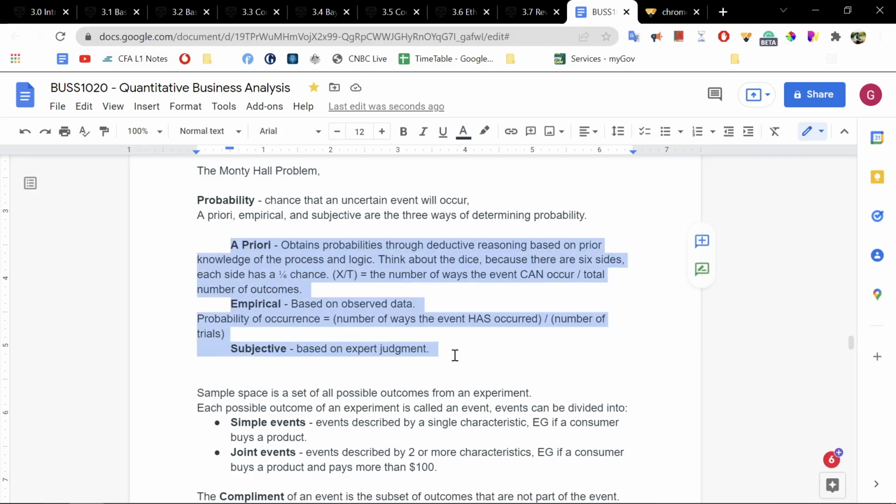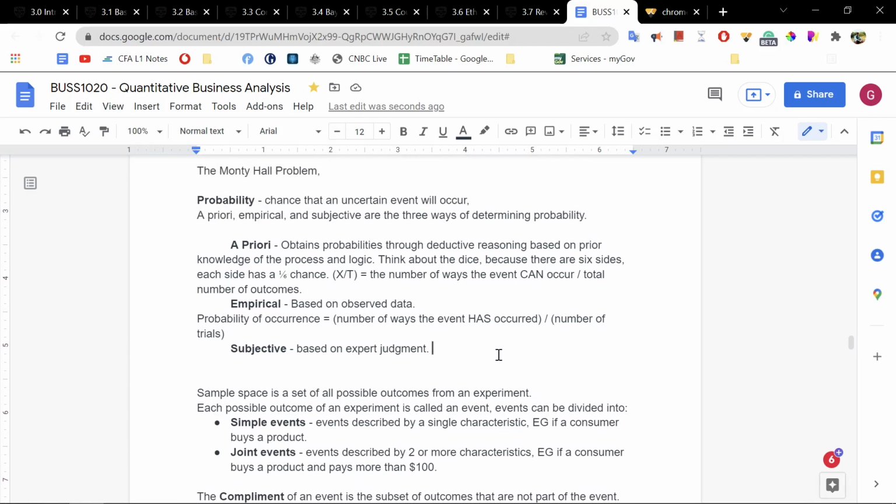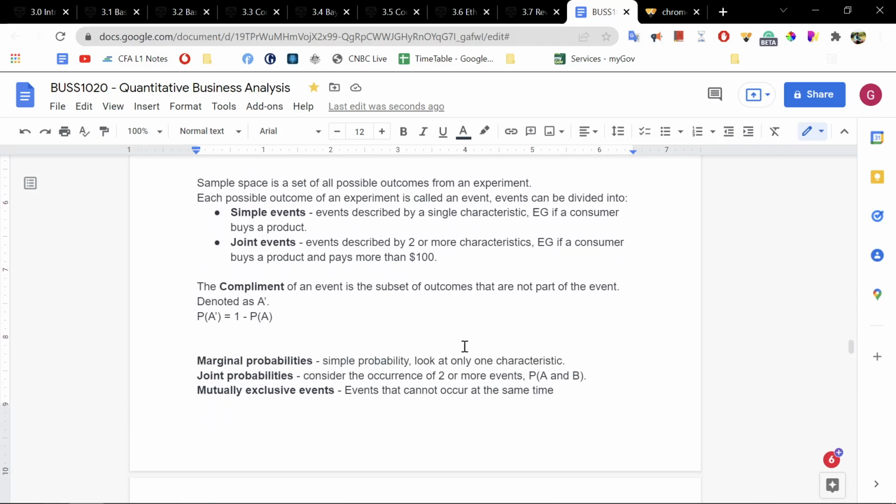A priori, which means using logic and using reasoning to deduce the results. Empirical, using past data and past observations to make informed decisions about what the probability of an event should be. And subjective is where the probabilities for an event occurring or not occurring is based on the judgment of experts. So, sample space is a set of all possible outcomes from an experiment.